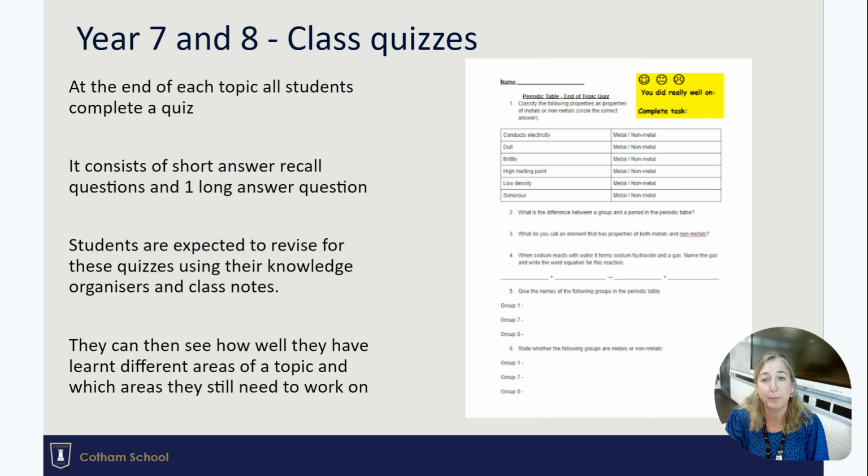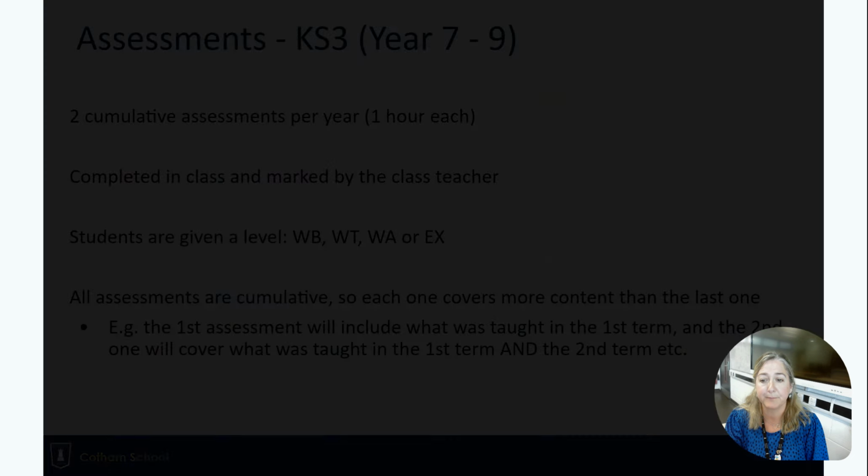At the end of each topic in year 7 and 8, there are class quizzes, which consist of short answer recall questions and then a longer answer extended writing question. The extended writing question reflects more accurately the types of questions they get at GCSE. So we're trying to build those skills in early so that when they get to GCSE level, it's not quite a shock with how much they need to write for the answers.